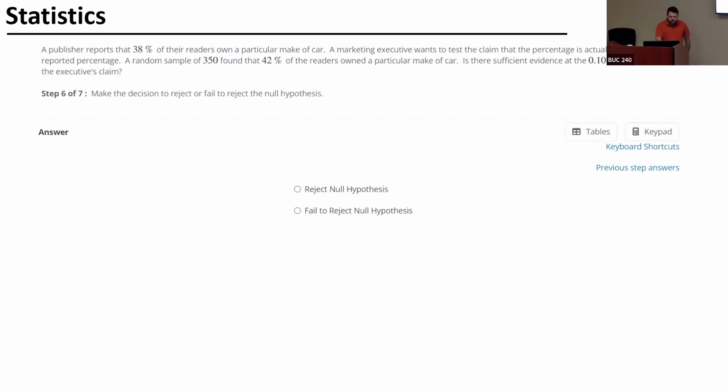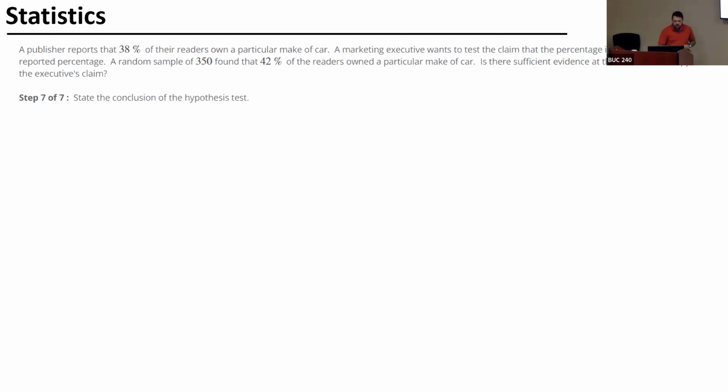Well, what are you doing? Are you rejecting? Or are you failing to reject? Rejecting. So notice a lot of these 6 of 7 are actually very simple. After step 2, you already kind of know everything you need to know after that point. And it's just a click through. And then right here, you're going to state the conclusion.